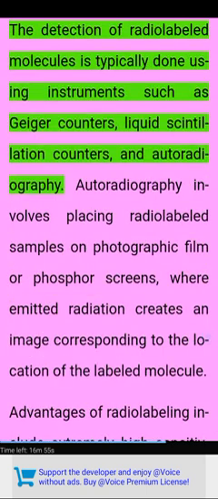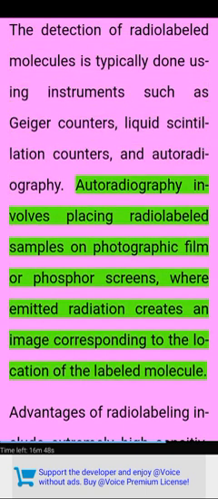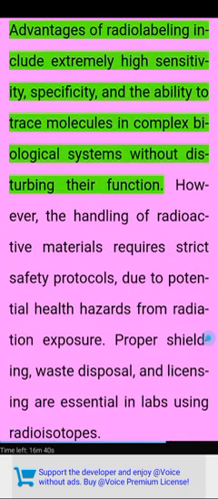The detection of radiolabeled molecules is typically done using instruments such as Geiger counters, liquid scintillation counters, and autoradiography. Autoradiography involves placing radiolabeled samples on photographic film or phosphor screens, where emitted radiation creates an image corresponding to the location of the labeled molecule.